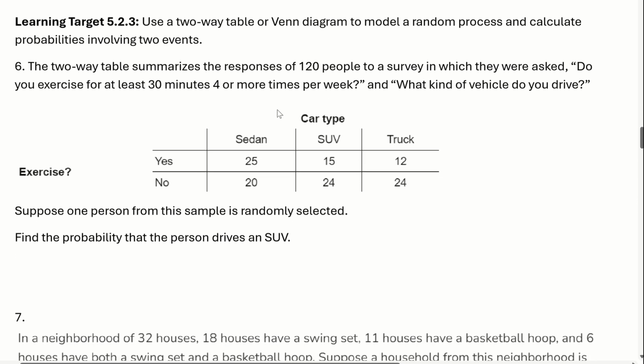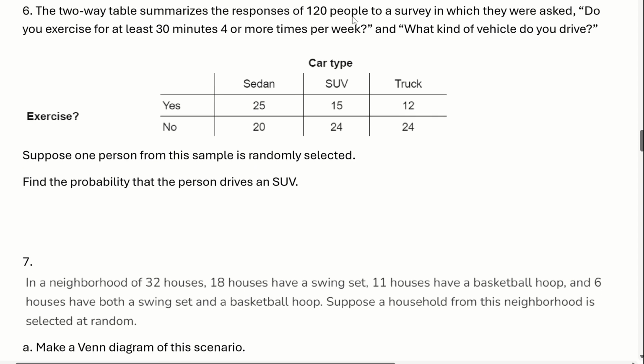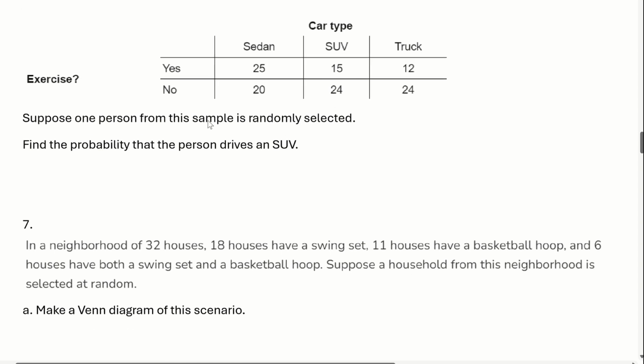Use a two-way table or Venn diagram. Okay, so here we got two-way table summarizes response of 120 people to a survey. They were asked, do you exercise for at least 30 minutes 4 or more times per week? And what kind of vehicle do you drive? All right. Suppose one person from this sample is randomly selected. Find the probability that the person drives an SUV.